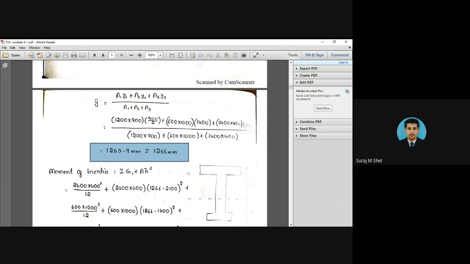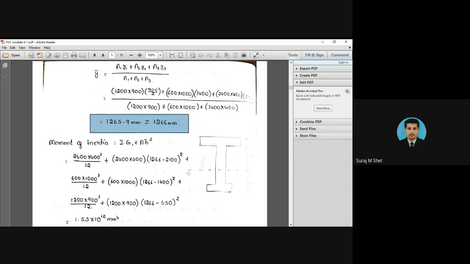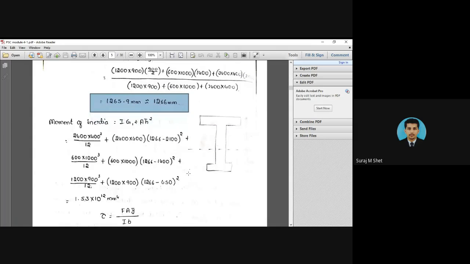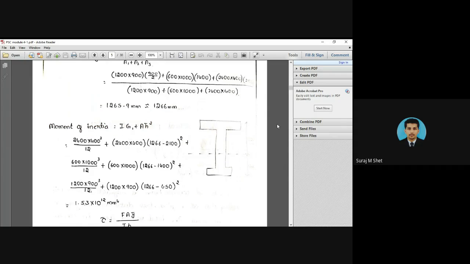So second is the moment of inertia I have to calculate. So how to calculate moment of inertia? If it is a rectangular section, you can easily calculate moment of inertia is equal to BD cube by 12. For the I section, I have to calculate moment of inertia by using this formula: I into G1 plus area into H bar whole square. So this is my first moment of inertia. How to calculate? I'll show in this figure.